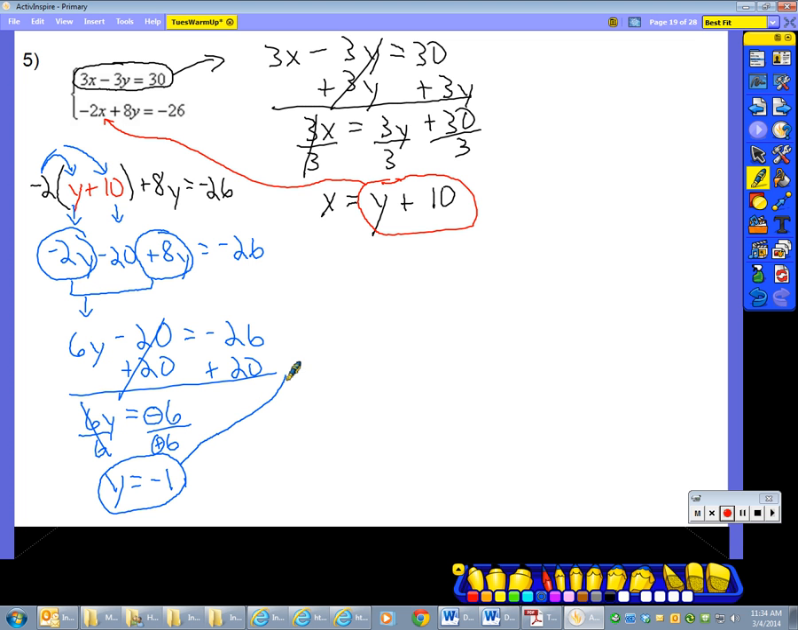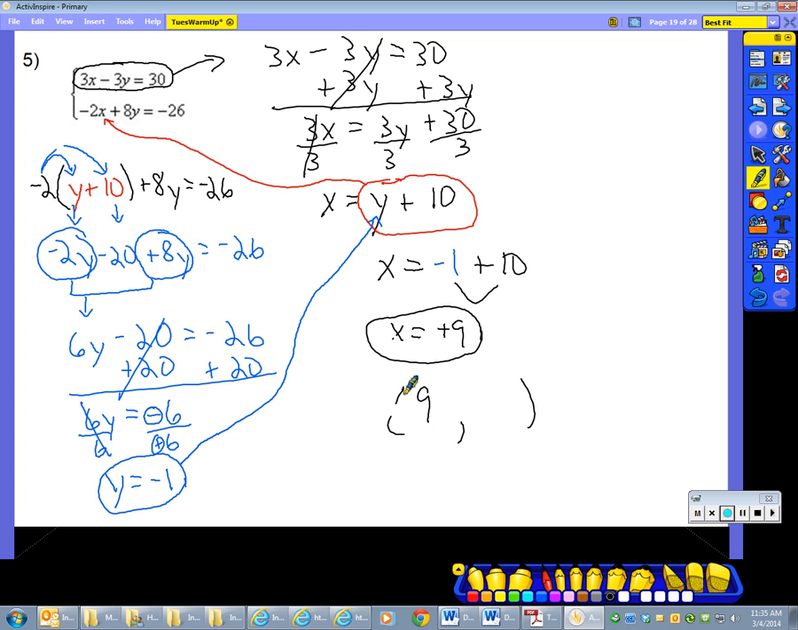So what I'm going to do is I can take y equals negative 1 and sub it in for y. And what this equation is going to look like, I'll sub it in as blue. X equals, and instead of y, I'm going to put negative 1. I'll sub it in as blue, so negative 1. And let's see. So now we have a negative 1 and a positive 10. That is a positive 9, actually. Okay, so x equals 9. So if I was going to write my answer in coordinate pairs, my x value is 9, and my y value is negative 1.